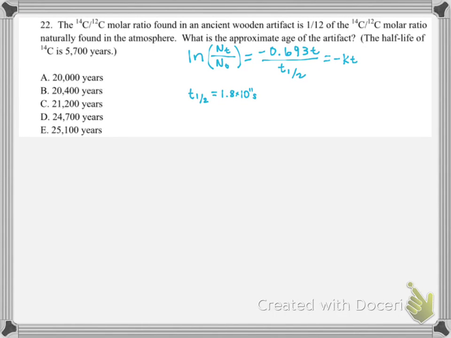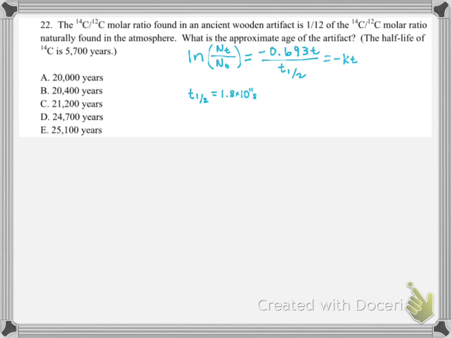For number 22, they're asking us to figure out how old an ancient artifact is based on its C14 to C12 molar ratio. And they tell us that this artifact has 1/12 of that ratio as we would normally find today.